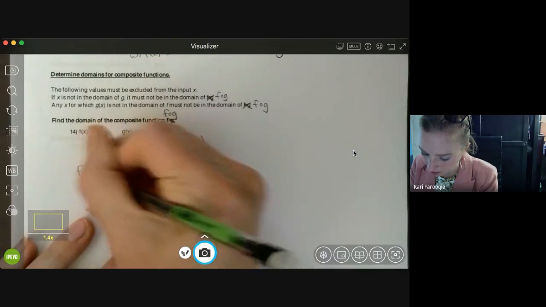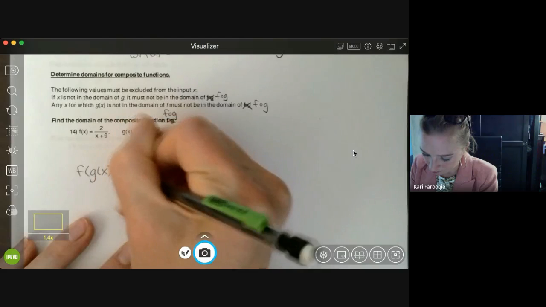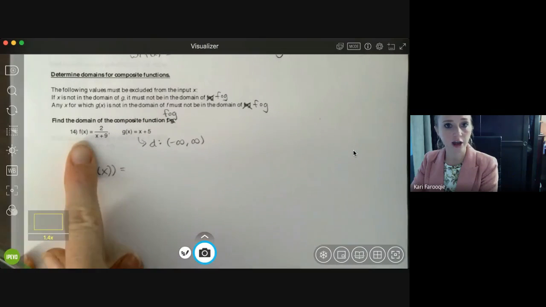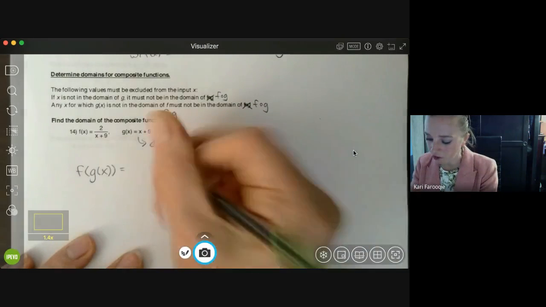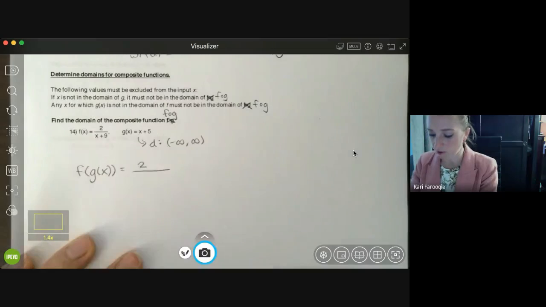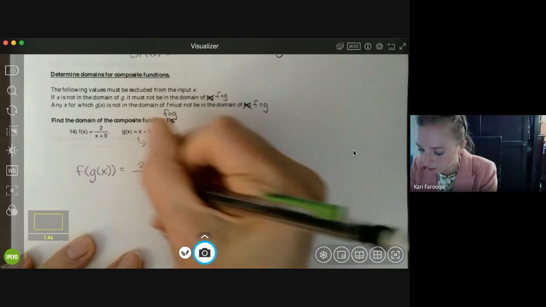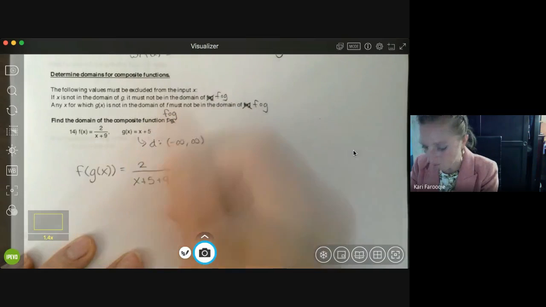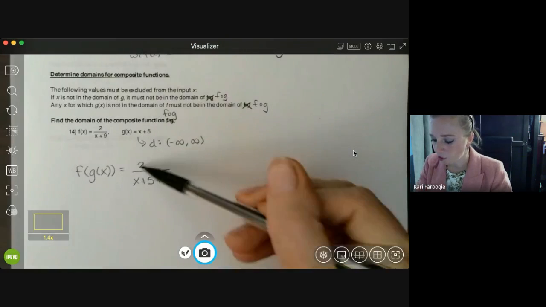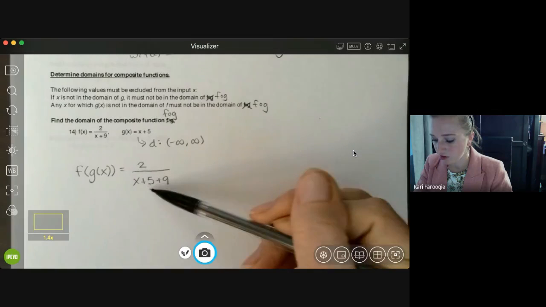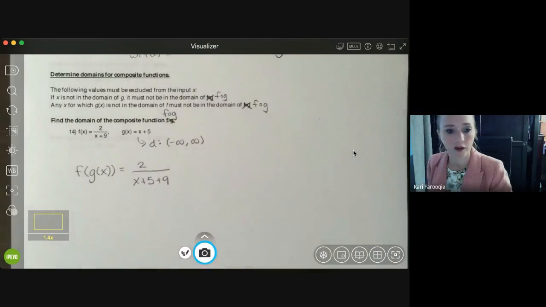So let's go ahead and find f of g of x. So we're going to use our function f. Everywhere we see x, we're going to swap it out with g of x. So for our function f, the 2 stays right where it is, but instead of having x plus 9, you're going to write in g of x plus 9. So x plus 5 plus 9. So the 2 stays, the 9 stays. The only change is that instead of having x, we have g of x, which is x plus 5. Does anyone have a question here?